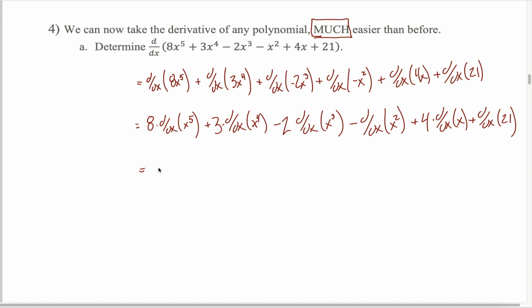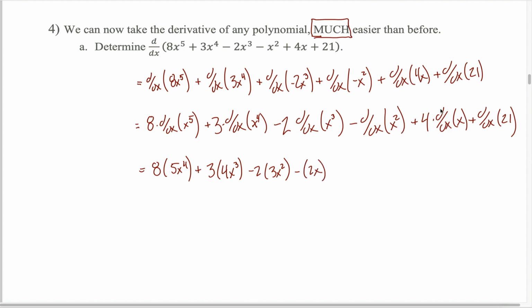Anyways, let's evaluate this derivative. The derivative of x to the 5th power is 5x to the 4th power. So what I have here is 8 times 5x to the fourth power. Similarly, the derivative of x to the fourth power is 4x to the third power, so I got 3 times 4x to the third power. From this next term, I get negative 2 times 3x squared. From this next term, I get negative 1 times 2x.